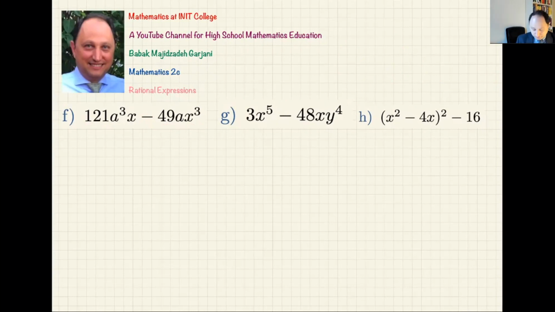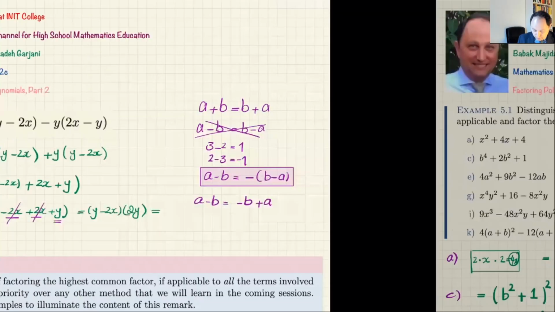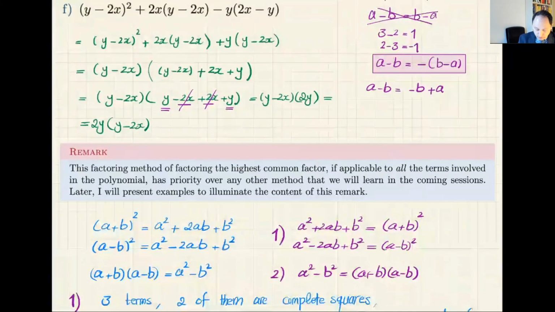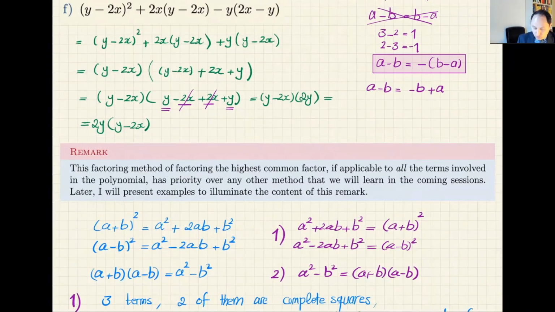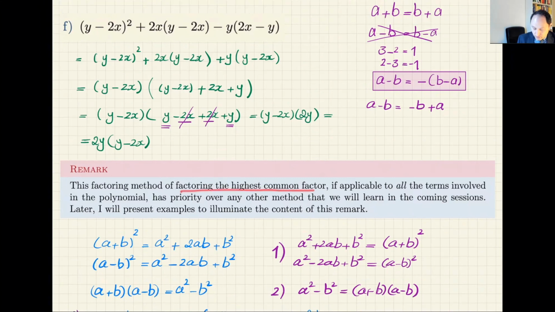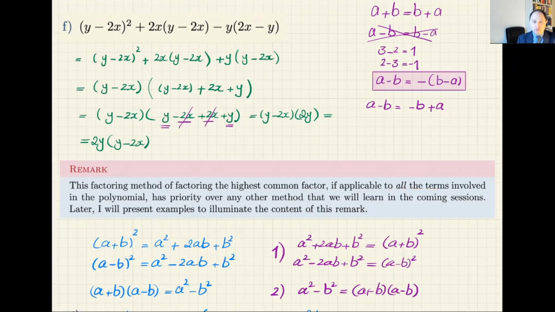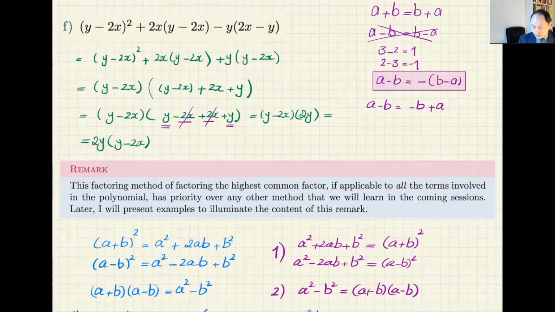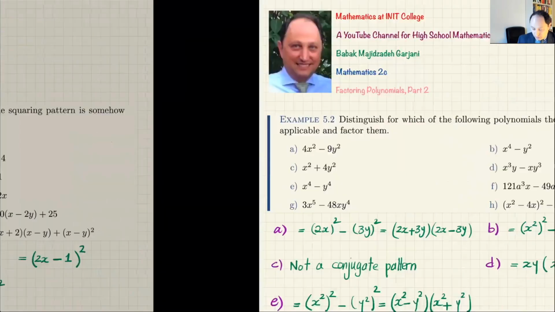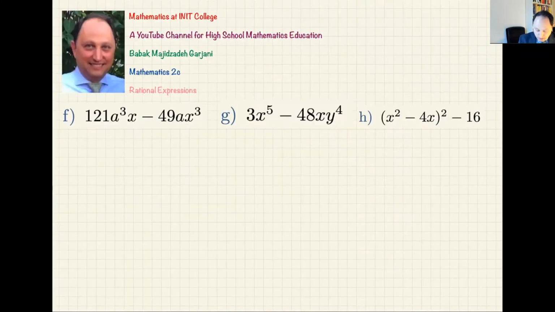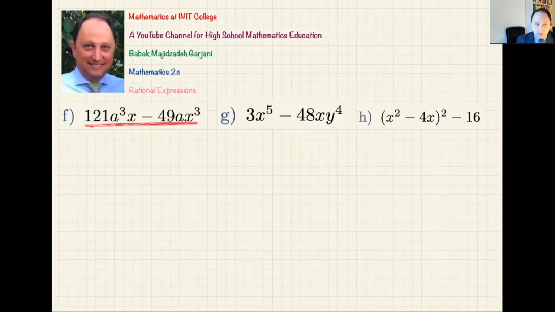a complete square. Then if you remember, let me go back. I had a remark for you from a previous session, that if you can factor out the highest common factor, and if it is applicable to all the terms involved in the polynomial, this will have the priority. So try to remember this remark by heart, okay? Then I will use this one here because I immediately see that I can pull something out. There is a common factor between these two terms, yeah?